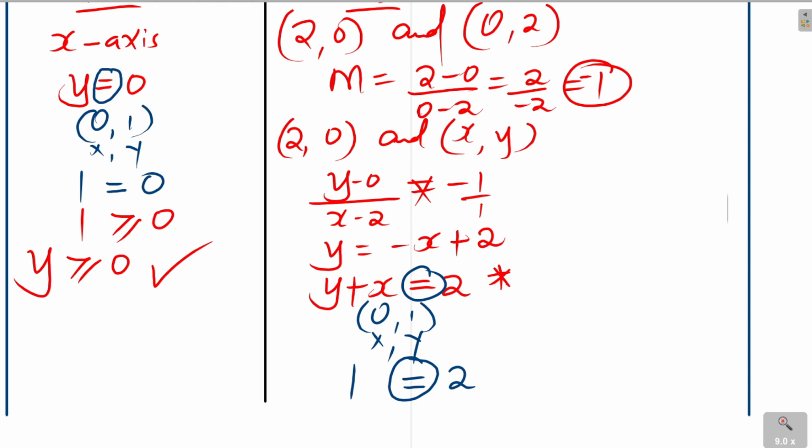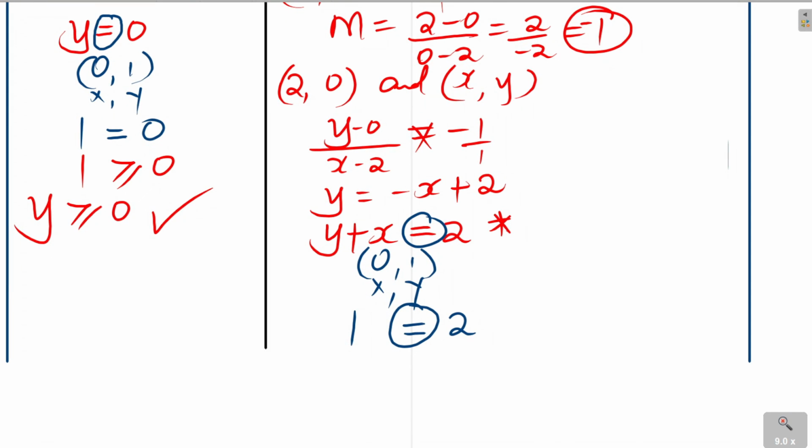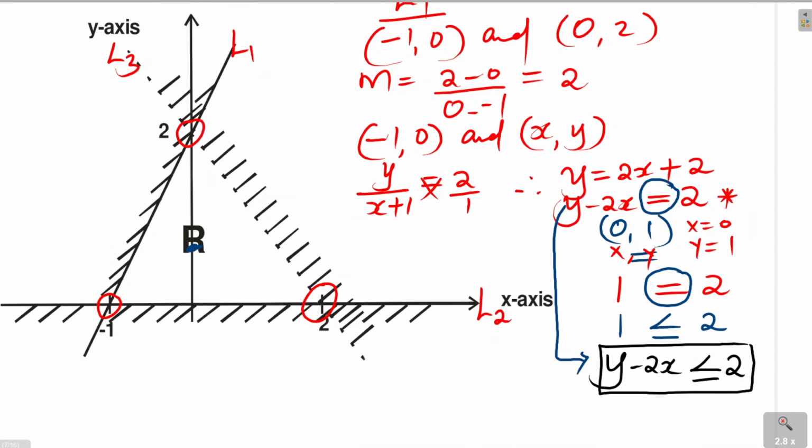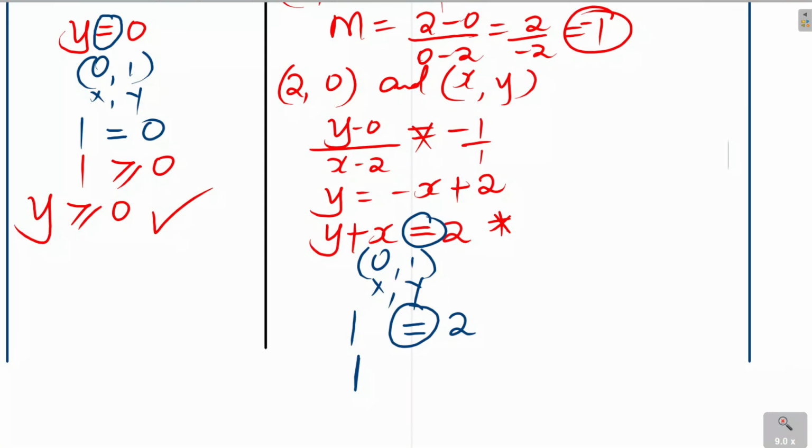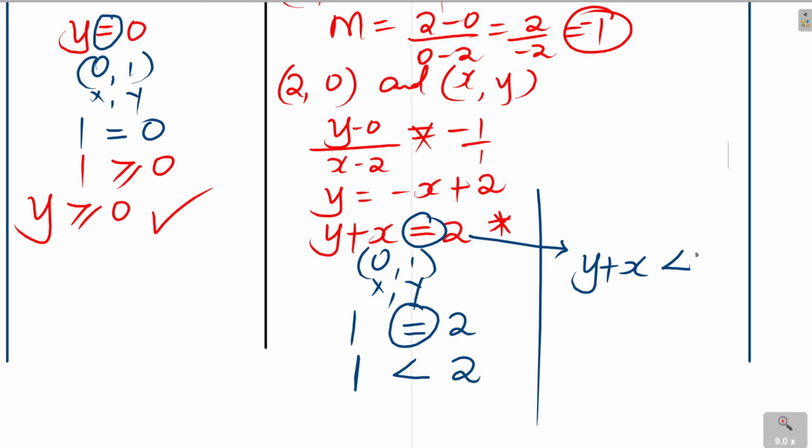So the sign that you're going to insert there to satisfy that will be what? So this one will be 1 is, and here you need to be very keen because the line is broken, meaning the points that lie on that line will not satisfy the equation. So 1 is less than 2, not less than or equal to, because the line is broken. So therefore the inequality will be y plus x is less than 2.